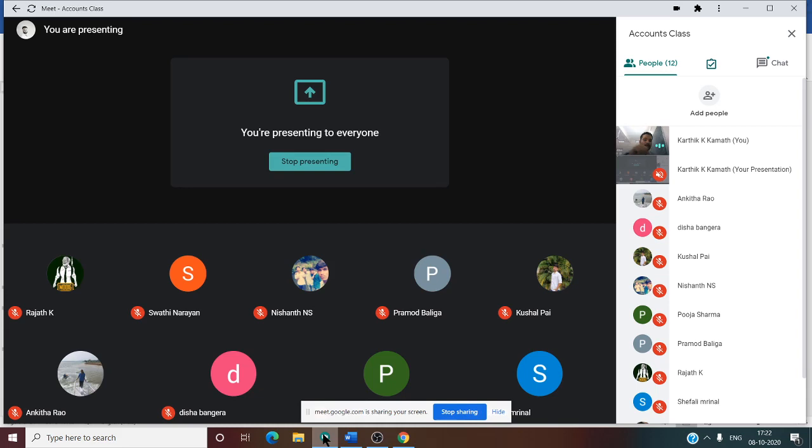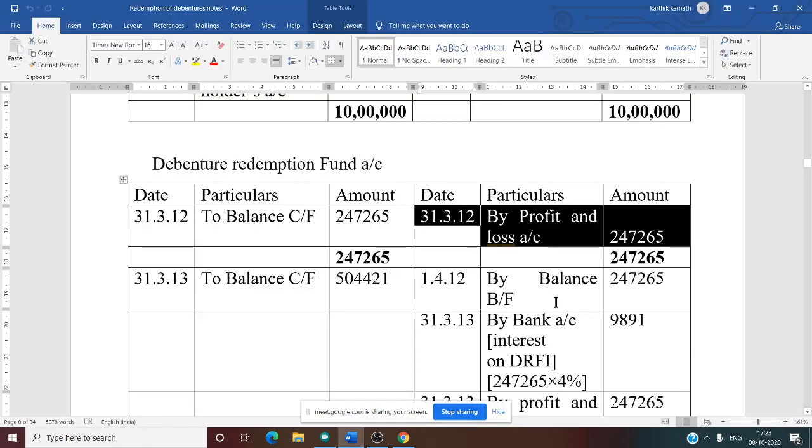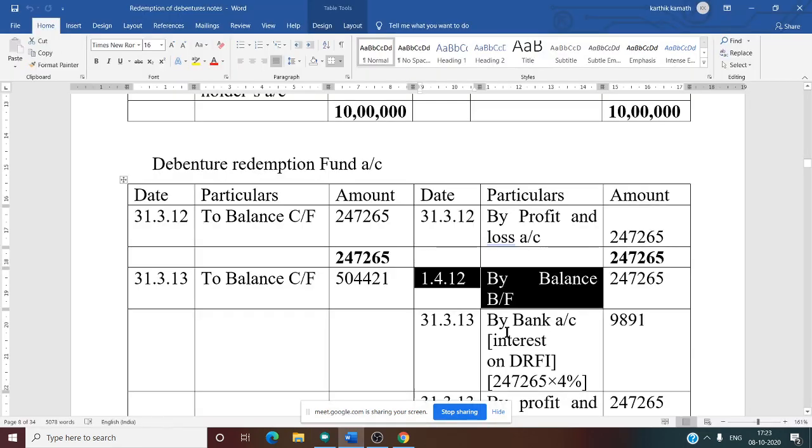Interest is calculated on the opening balance. In this problem, in the first year, there is no opening balance itself. If you see carefully, we have written the entry at the end of the first year, so there is no opening balance. So next year we will get the opening balance.